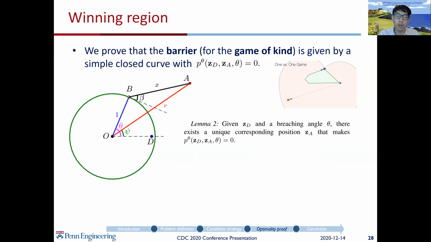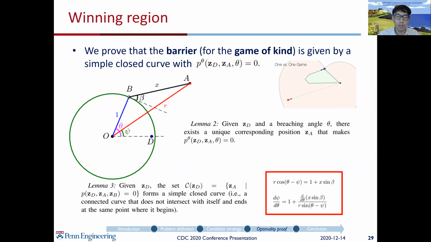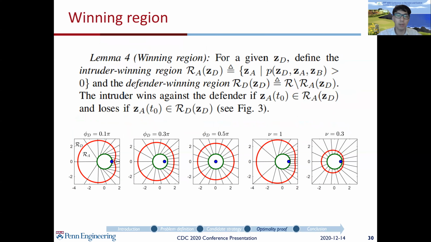And we also have this corresponding position ZA that makes P theta 0. So we will focus on this region with P theta 0, and we will argue that this is the barrier or the winning region. Using some other lemma, we can define the winning region as shown here.